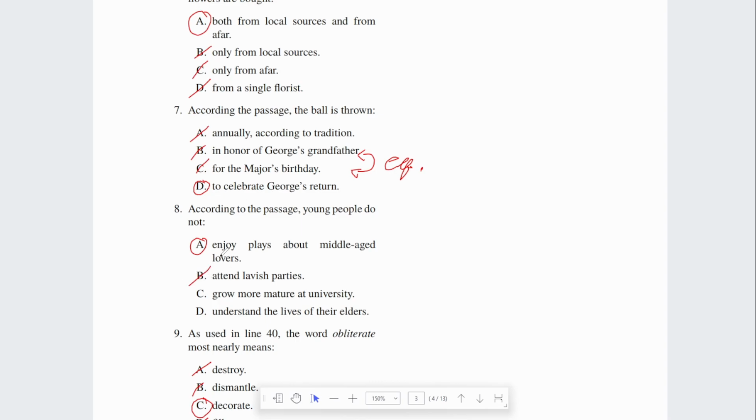Attend lavish parties. Well, George is young and had a lavish party. Grow more mature at university. This doesn't seem like it's anywhere in the passage. Maybe George has failed to grow more mature, but saying that young people don't grow more mature at university doesn't seem like what is being said in this passage. Or understand the lives of their elders. This one seems potentially possible, but I would really caution against an answer choice like this.